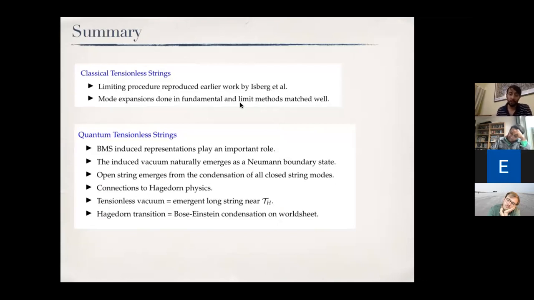The induced vacuum appeared naturally as a Neumann boundary state, and this meant that an open string emerges from actually the condensation of all closed string modes. I briefly said that this was linked to Hagedorn physics, and this tensionless vacuum was the emergent long string near the Hagedorn temperature. And the conjecture was essentially also that the Hagedorn phase transition was linked to this Bose-Einstein-like condensation on the worldsheet.